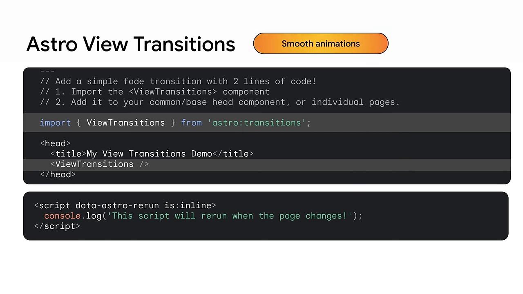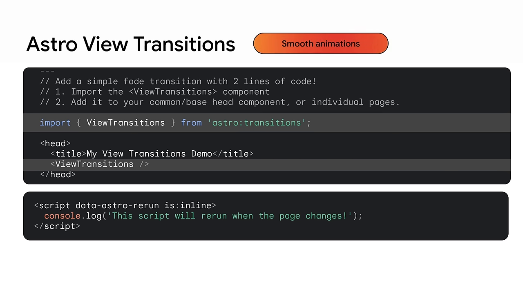With just two lines of code, you can add a fade transition to your pages, instantly enhancing the overall look and feel of your site. As users navigate through your site, they'll appreciate the smooth, polished transitions that keep them engaged.